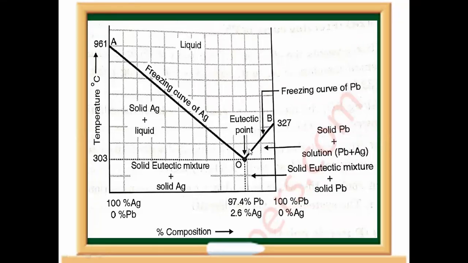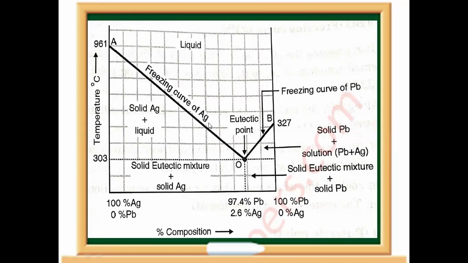So we still kept on adding the silver to this lead until a situation came where no more silver was going into the solution. ठीक है, no more silver was going into the solution. Where it happened at point O at the temperature of 303 degree Celsius. Okay, so curve BO, curve AO, both of them came and met at point O. Okay, so curve BO क्या था? Freezing curve of lead. Curve AO क्या था?